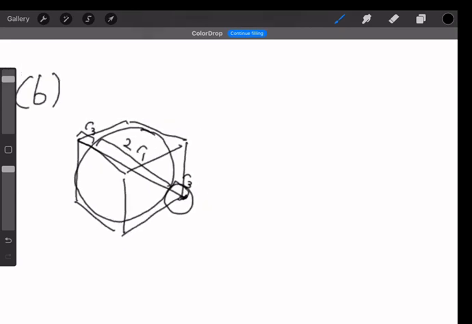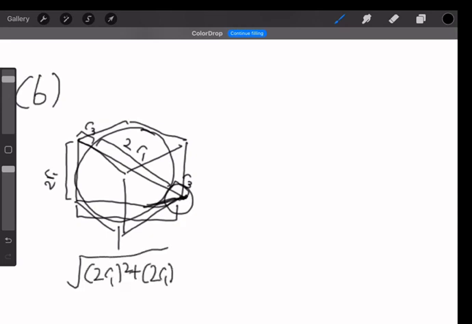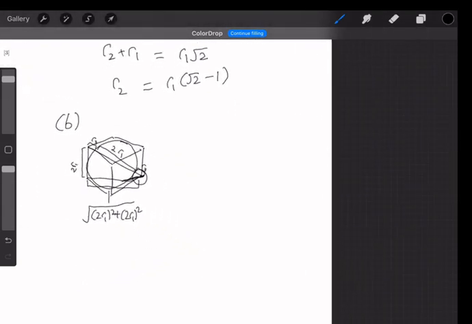So using this line, which is 2R1, and then this diagonal line, which from Pythagoras' theorem is the square root of 2R1 squared plus 2R1 squared, I will write (2R3 + 2R1) squared is equal to 2R1 squared plus 2R1 squared plus 2R1 squared, which is equal to 12R1 squared.